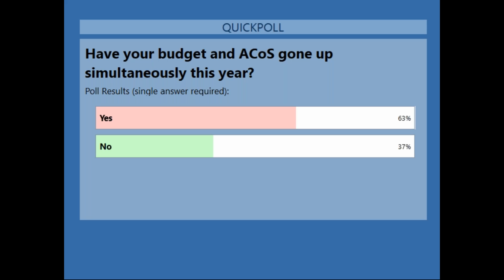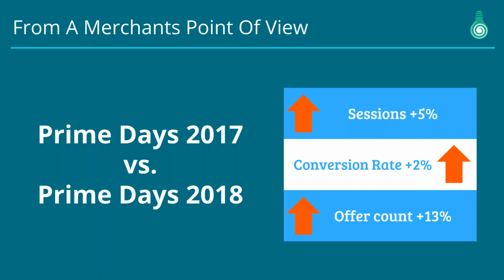63% in the audience said yes, that their budget and their ACOS have simultaneously gone up this year, where 37% said no, they have not seen their ACOS and their budget being affected simultaneously. So that's 63% yes. Wow. I'm not surprised though. Anybody else? No, absolutely not. That sounds right on par with things that we've seen definitely on our end at CPC. That's crazy.